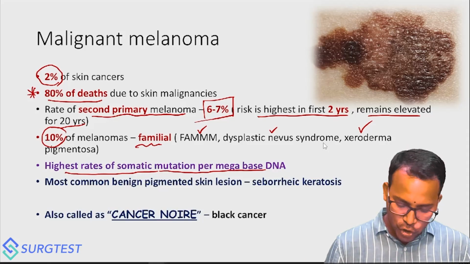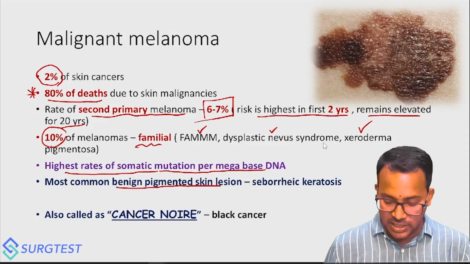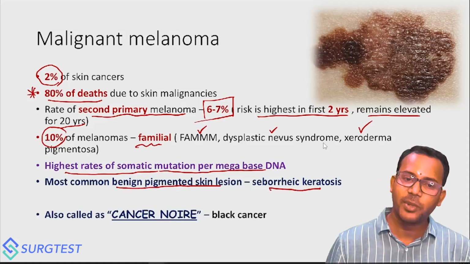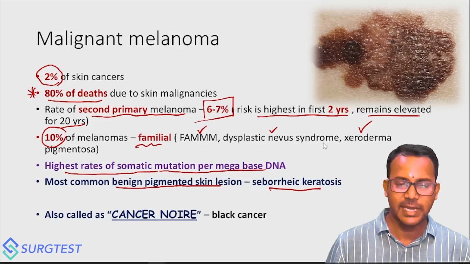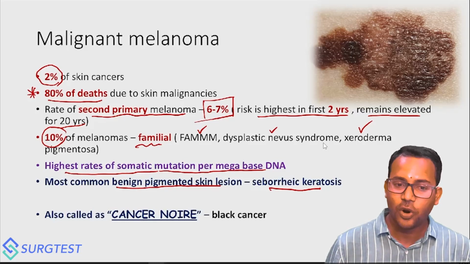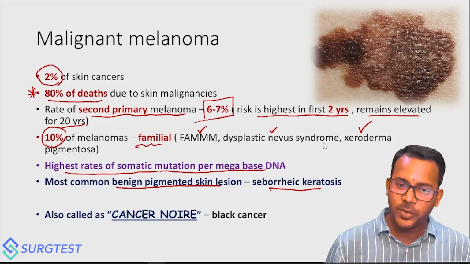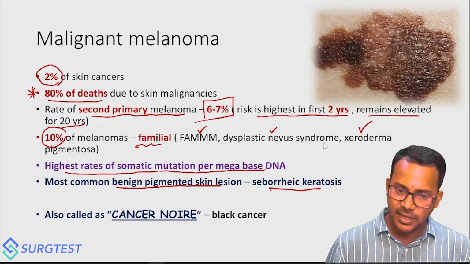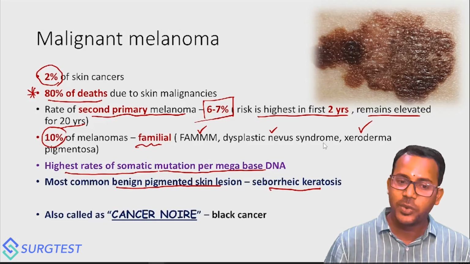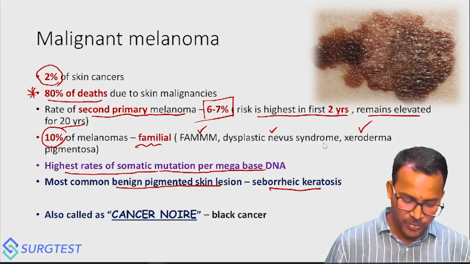Okay, the most common benign pigmented skin lesion is seborrheic keratosis. You see, malignant melanoma is a pigmented skin lesion and it forms 2% of the skin cancers, but yet it is not the commonest pigmented skin lesion. The commonest pigmented skin lesion is a benign pigmented skin lesion, and the commonest benign pigmented lesion is seborrheic keratosis.